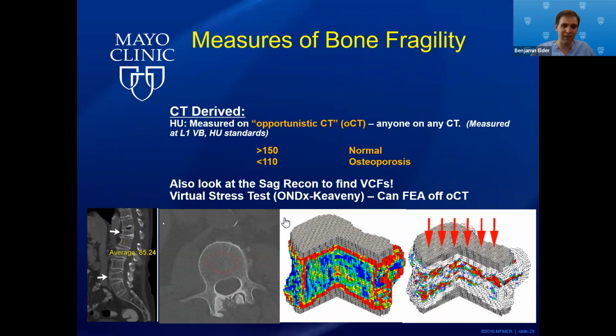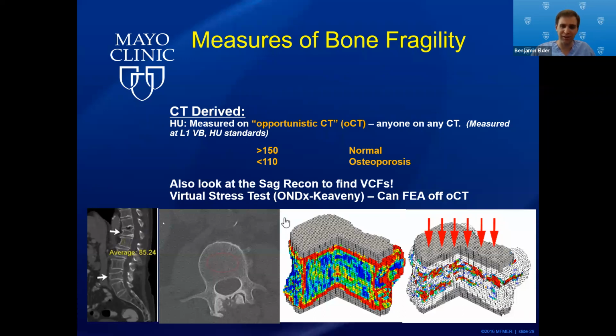There's typically standardized at L1 vertebral body, and over 150 is generally in the normal range, and less than 110 is fairly specific for osteoporosis. The challenge is in the middle range of 110 to 150, you have a clearly significant risk, but it's not as sensitive or specific as the other cutoffs. And you can also use the sagittal recons of the CT to find vertebral column fractures. There's also been some work by Tony Keaveny on the virtual stress testing and doing finite element analysis off of the opportunistic CT scans.